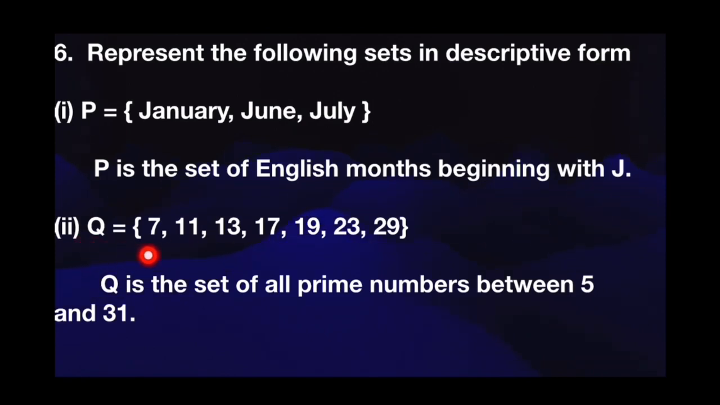Number 2. Q is equal to 7, 11, 13, 17, 19, 23, 29. These are all prime numbers. So how do you describe them? Q is the set of all prime numbers between 5 and 31.